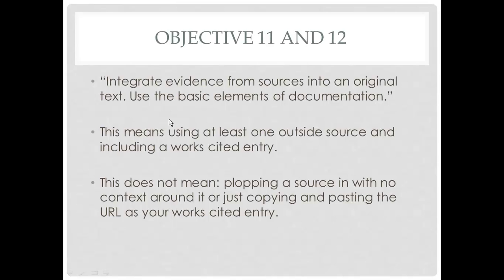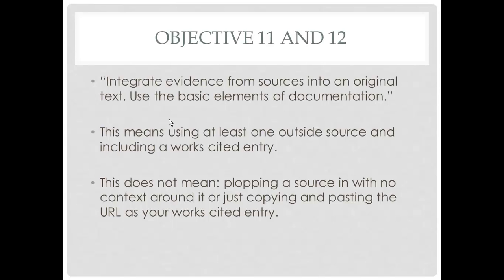Okay, objectives 11 and 12: integrate evidence from sources into an original text and use basic elements of documentation. These are rolled into one objective. This means using at least one outside source, and you have to attempt a works cited entry. Now, there are two things that this does not mean, that they will not give you credit for if you do one of them. The first is just plopping a source into the essay with no context around it.